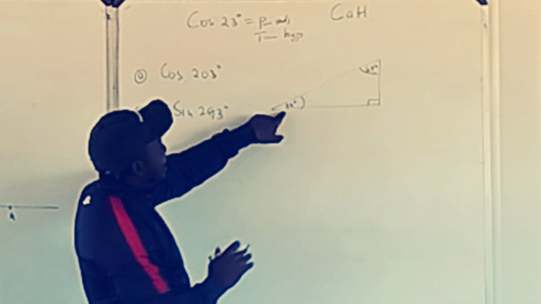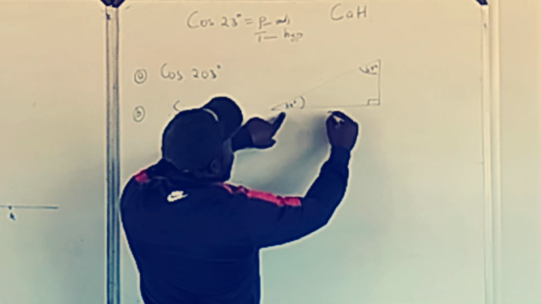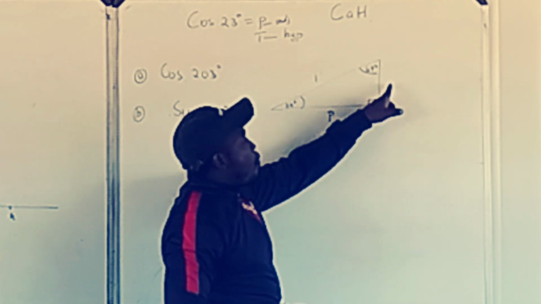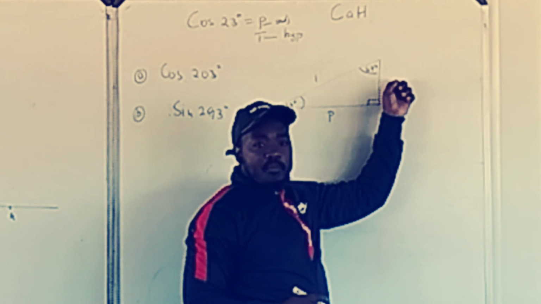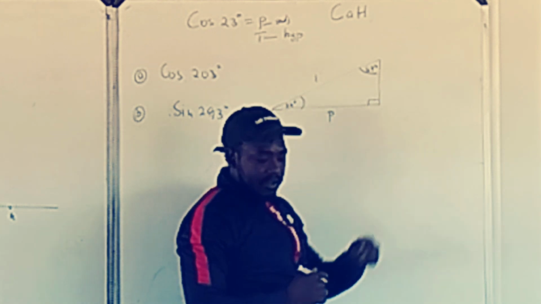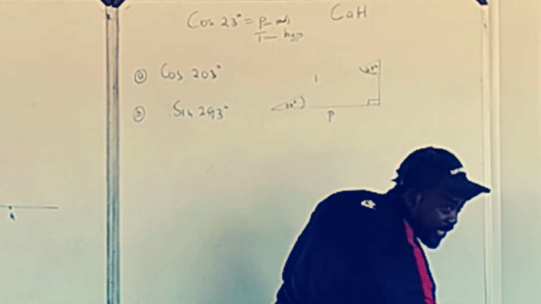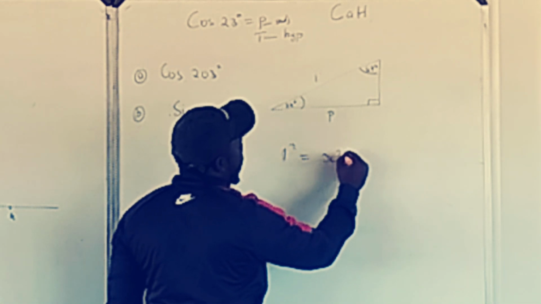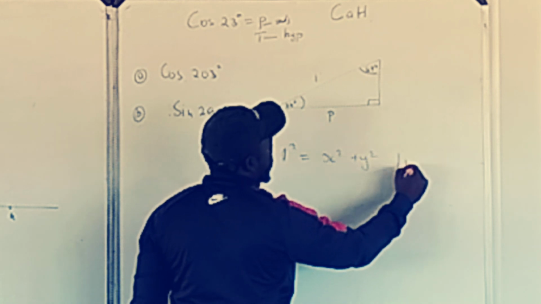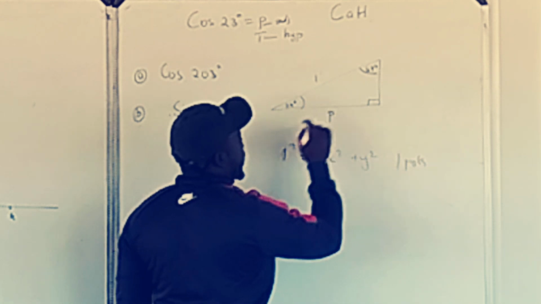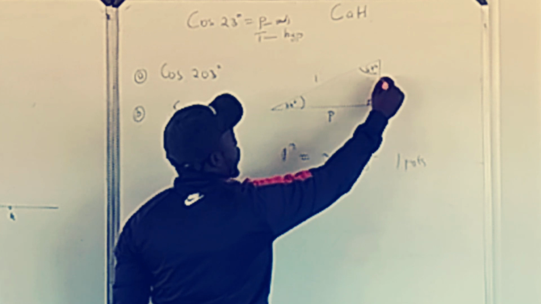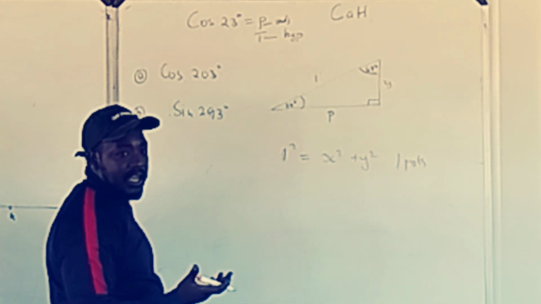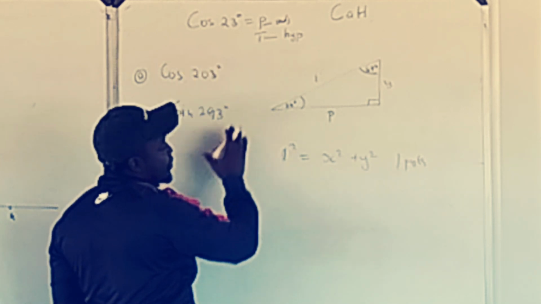The one that you know: you are saying the adjacent side is P, and you are saying the hypotenuse is 1. What is missing is this side, the opposite side. Let's go and find the opposite side. We'll go back and use Pythagoras again: r squared equals x squared plus y squared. We'll call this our x and we'll call this our y. We'll go in and find y. It must be in terms of p. Your answers will be in terms of p.